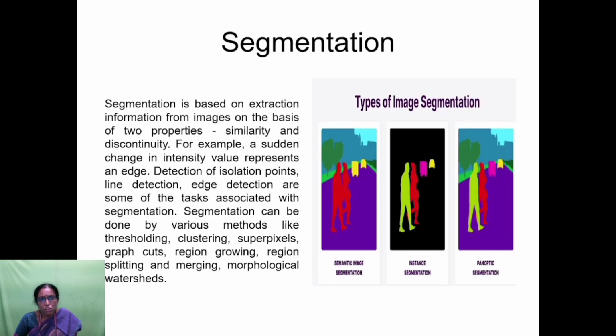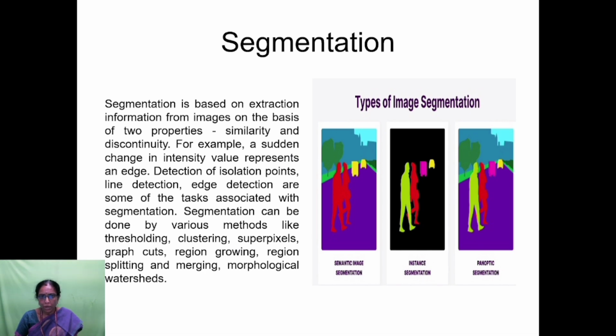Segmentation. Segmentation is based on extraction of information from images on the basis of two properties: similarity and discontinuity. For example, a sudden change in intensity value represents an edge. Detection of isolated points, line detection, and edge detection are some of the tasks associated with segmentation.